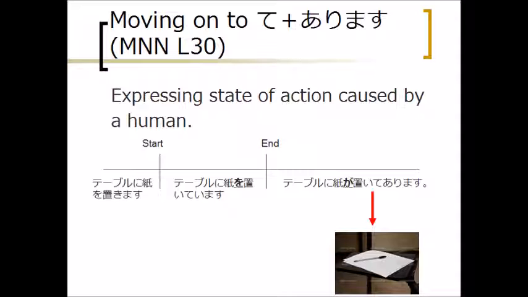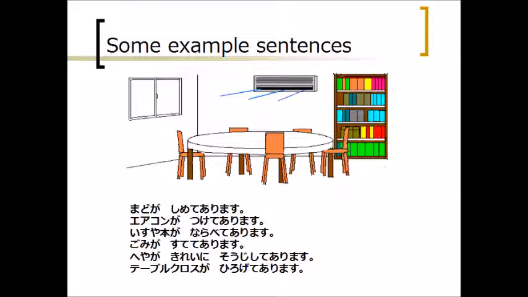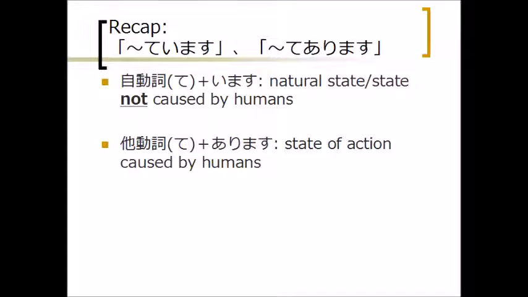Some example sentences. 窓が閉めてあります。エアコンがつけてあります。椅子や本が並べてあります。ゴミが捨ててあります。部屋がきれいに掃除してあります。テーブルクロスが広げてあります。Sorry, it's テーブルクロスが広げてあります。Okay, so let us recap.